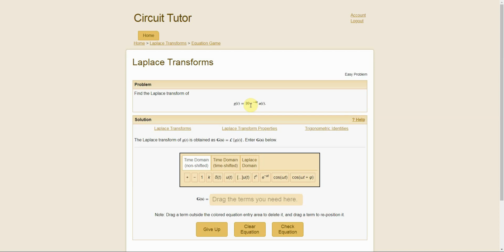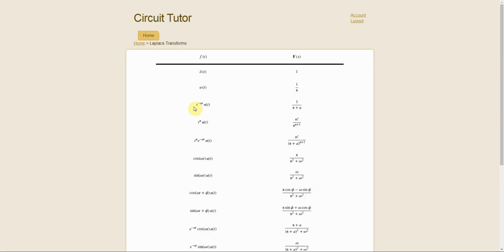Now you may remember the Laplace transform of e to the minus at. That's actually one that I would strongly recommend you do memorize, because it's used so often in doing Laplace transforms. So if we go to the table, we can see that the Laplace transform of e to the minus at u of t is just 1 over s plus a.